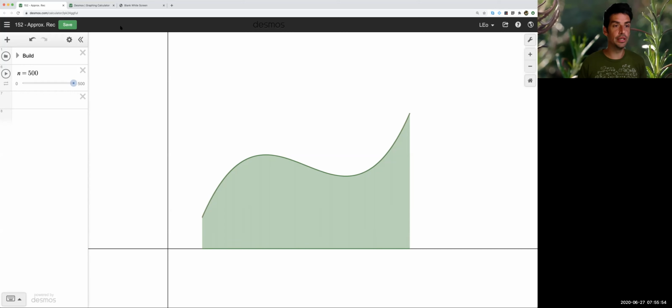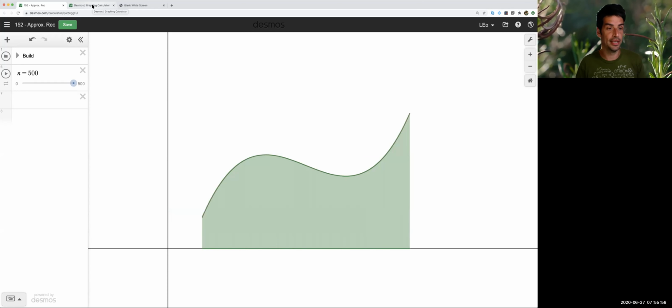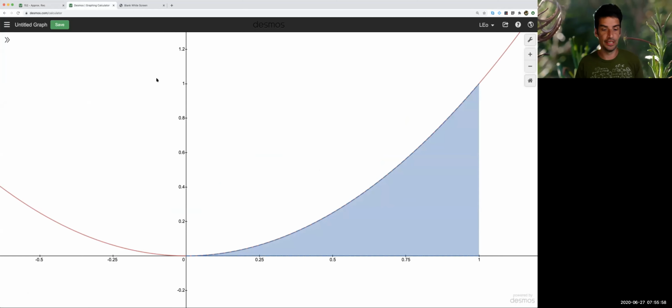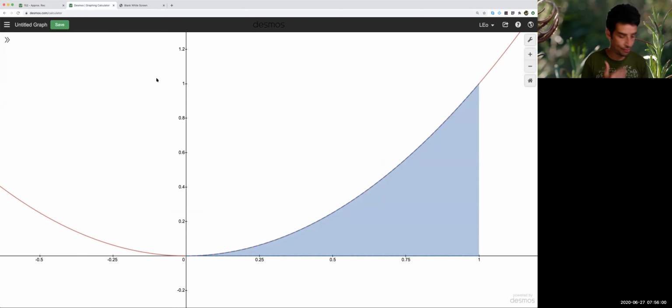So let's do a little example of some approximating to finish this out. So here's a graph of y equals x squared.